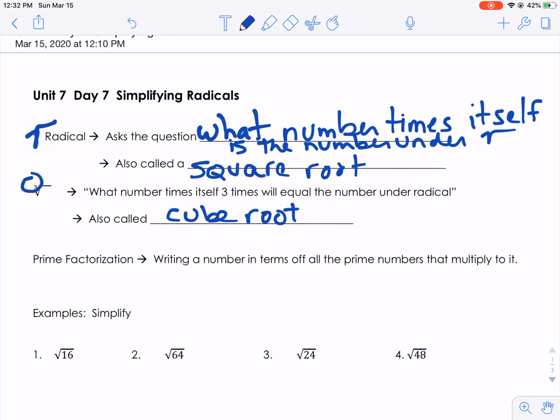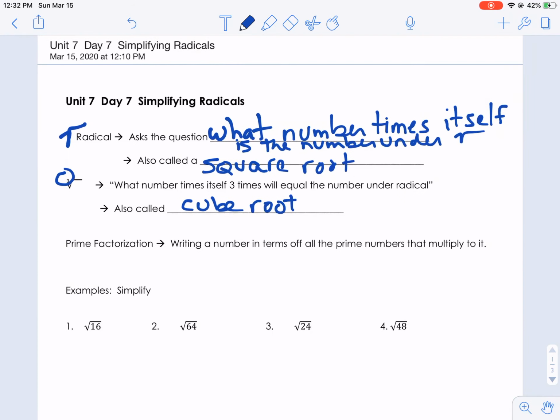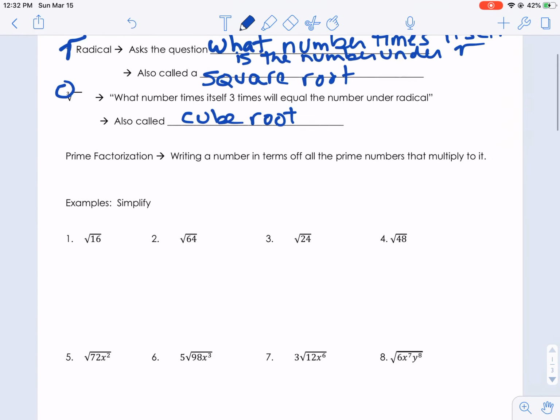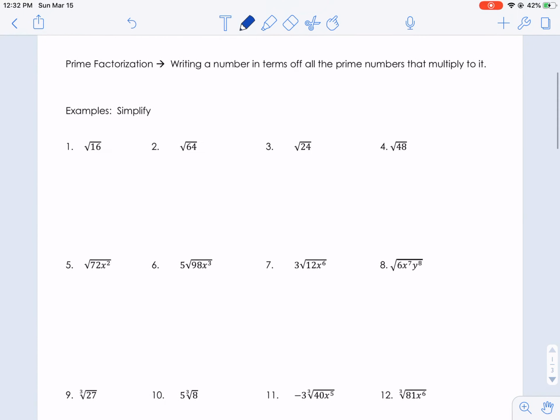Prime factorization is writing a number in terms of all the prime numbers, the little tiny numbers that multiply to get it. So this is just one way to simplify a radical, but it's the way that we normally start off with in Algebra 1, and then we show you a faster, more efficient way in Algebra 2. So we're going to simplify these.